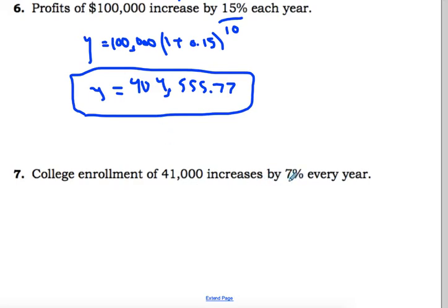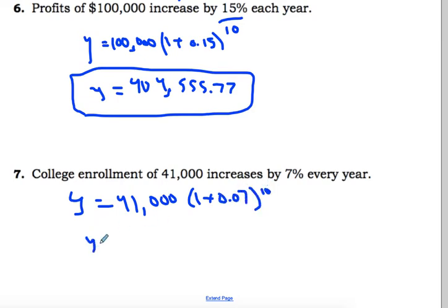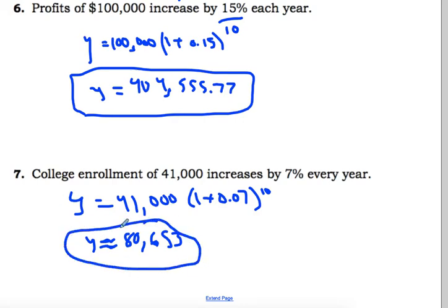This is also another big one. I mean, a 7% increase with college enrollment, that's huge. So suppose you're starting off with 41,000 and you are increasing by 7%, that's 0.07. 10 years later, what can you expect to see for college enrollment? 80,653. Again, that's approximate. There are some decimals there, but I'm rounding because I can't have 0.5 of a person. So there are your answers for page 12.